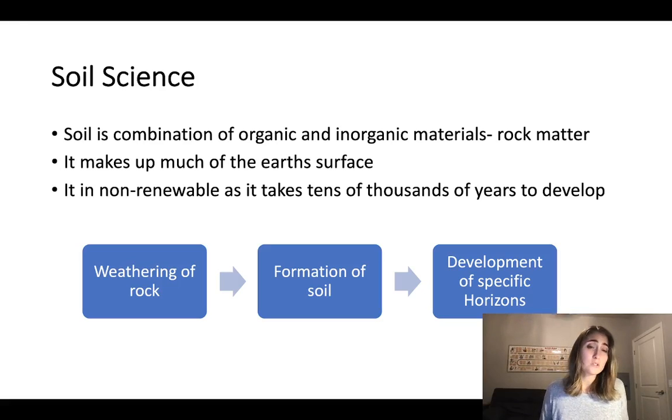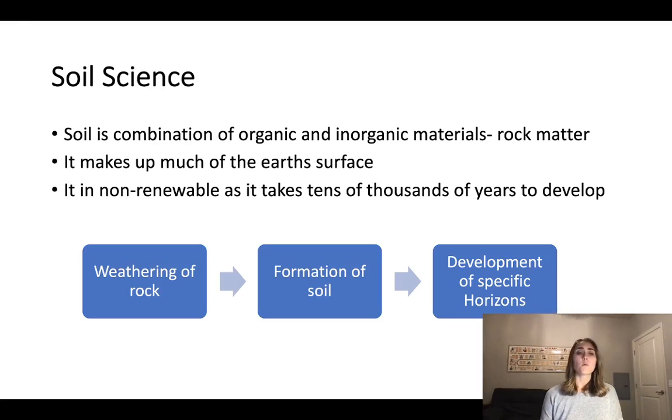The biggest problem with soil is that it's non-renewable. It takes tens of thousands of years to develop. So once we ruin soil, we overuse it, we overharvest it, we deplete it of all of its nutrients, that soil isn't coming back within a human's lifespan. It's going to take tens of thousands of years, depending on how depleted that soil is, for it to come back and become viable and support living things again. So we'll talk more about that in our agriculture unit, how humans really deplete soil quality.